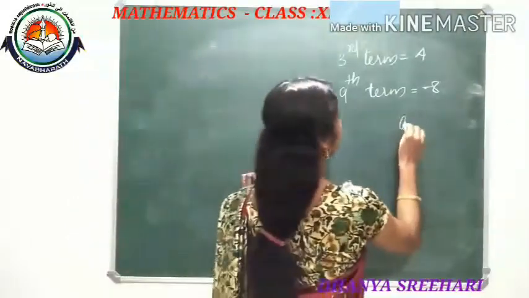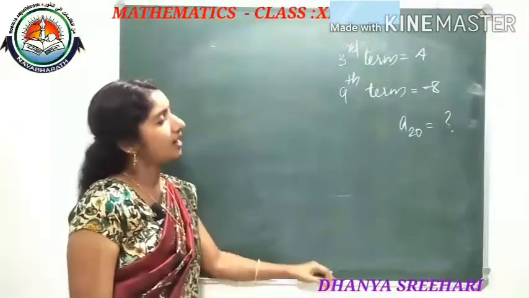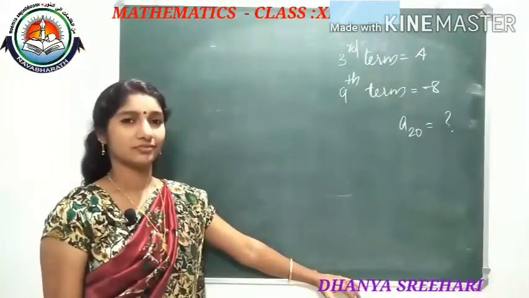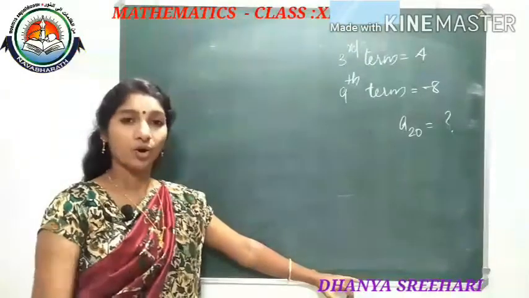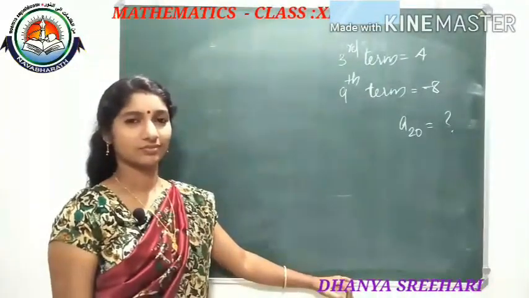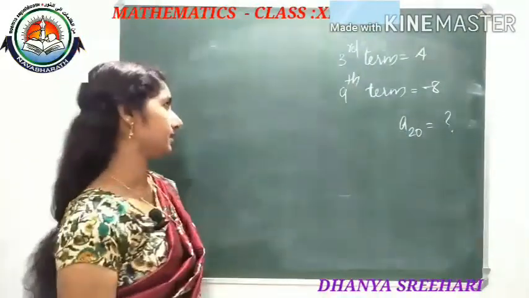How can we find the 20th term? One more question is asked: which term of this AP will be 0? Or any term will be 0. So first we can find the 20th term.